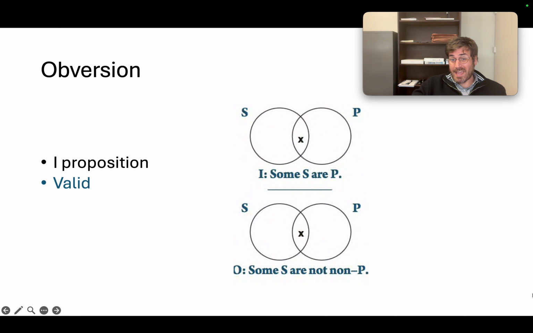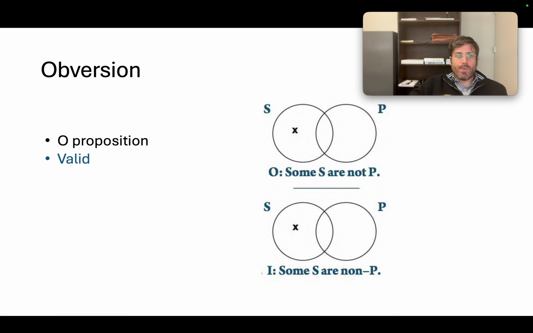Remember, we need both negation and the complement here to retain the sense of the I proposition. These are logically equivalent, so I propositions are always validly obverted. They are the same in essence. Finally, we have our O proposition, our particular negatives. Some S are not P. We have an X in region 1 to indicate that there really is at least one S that we know of that's definitely not a P.